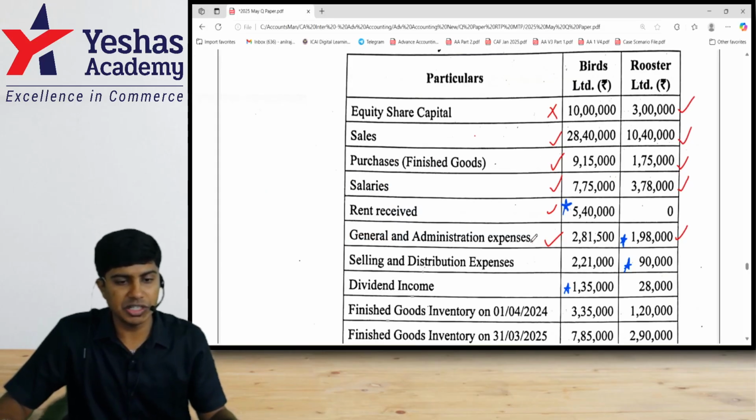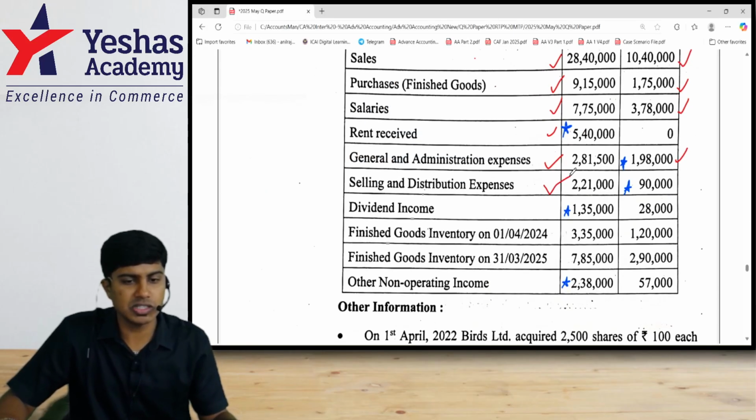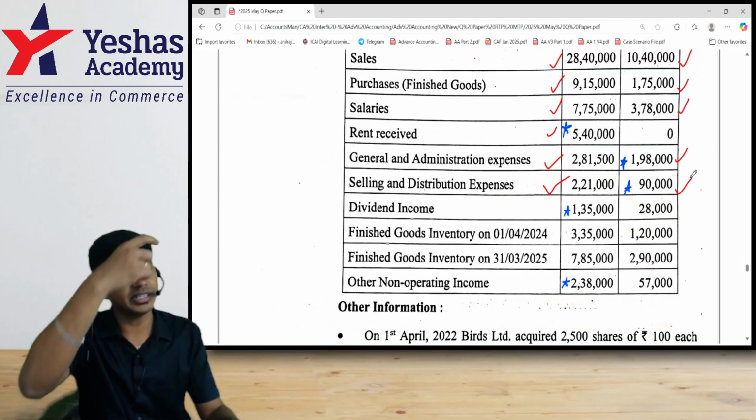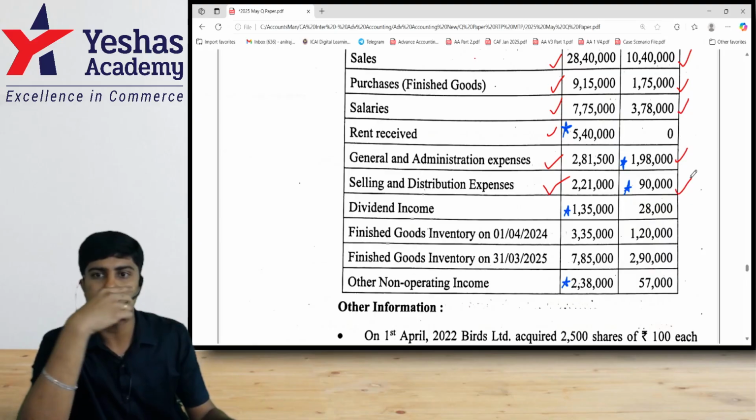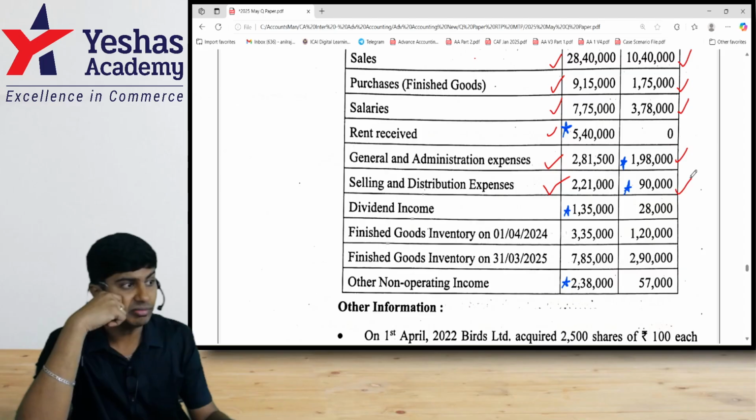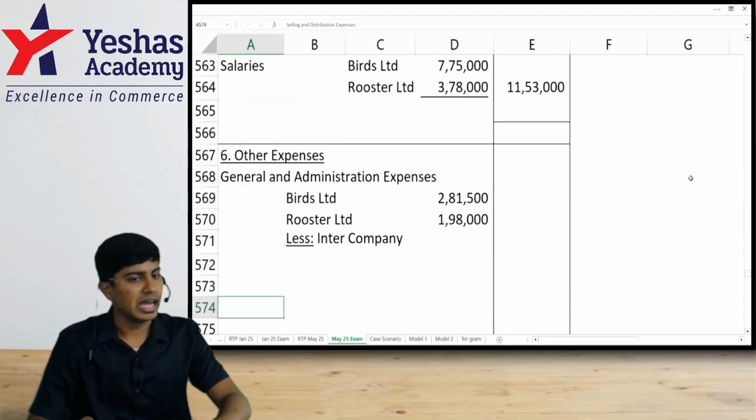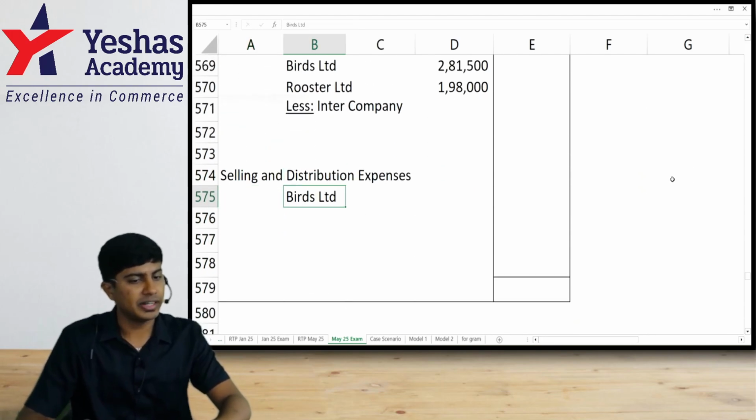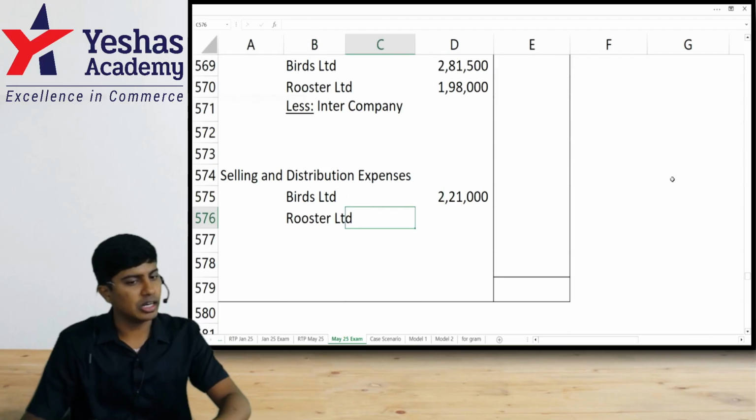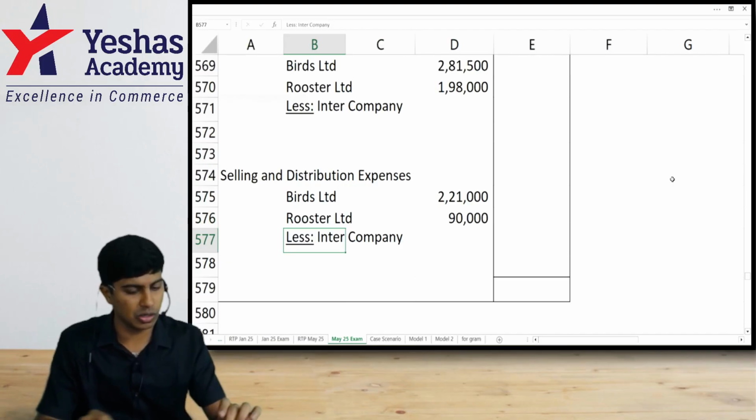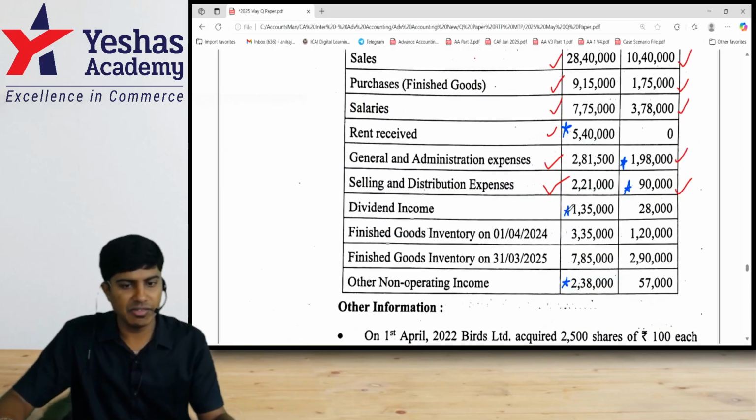What do we have after general administration expense? Selling and distribution expense 2 lakh 21 and 90. 90 has an adjustment. So 90 will be in the inner column. After deducting or eliminating that intercompany transaction, only then it will be posted to the outer column. Is that fine? And selling and distribution expense is other expense. Do you agree with me? I would write selling and distribution expense. That of Birds is 221. That of Rooster is 90. I would have to eliminate intercompany and only then I'll post it to the outer column. Everybody? Nice.